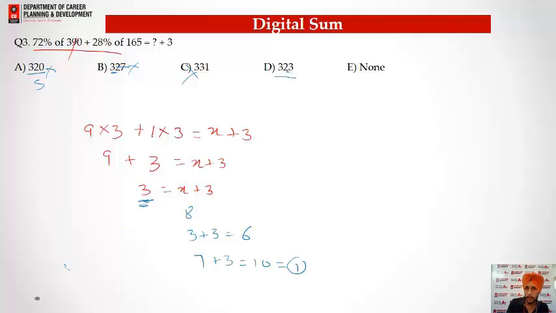3 2 3, that is 3 plus 2, 5 plus 3, 8. Let's put 8. 8 plus 3 is equal to 11, and the final digital sum will be 2, but we need 3. So again, option D will also be eliminated. So our final answer will be option E, that is none of these.